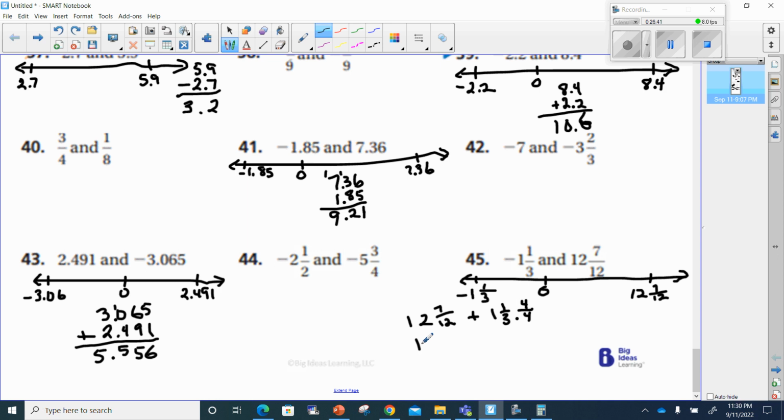So this will turn to 12 and 7/12 added to 1, and 1 times 4 is 4, and 3 times 4 is 12. My denominators is the same now. So 7 plus 4, 7, 8, 9, 10, 11. This makes 11/12. And 12 plus 1 makes 13. This becomes 13 and 11/12.